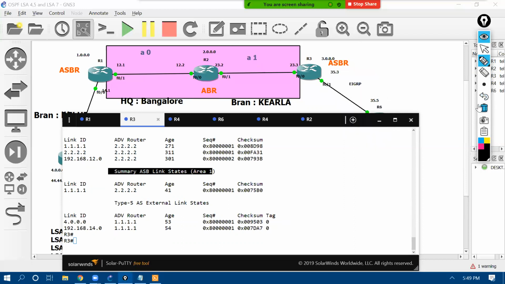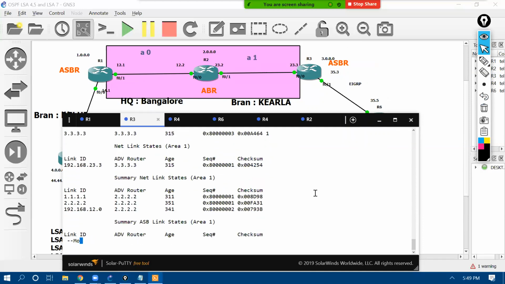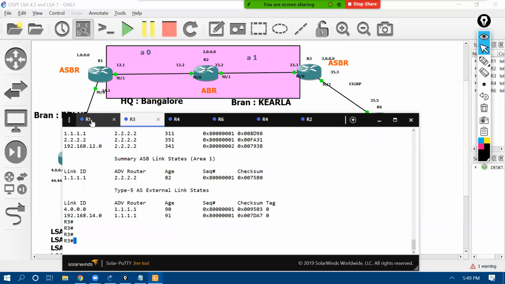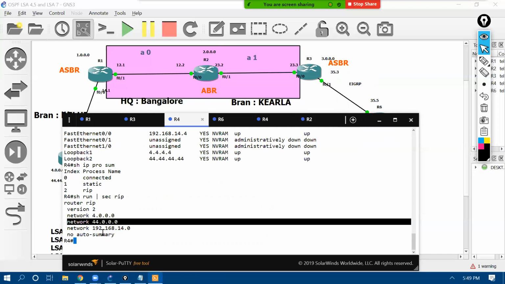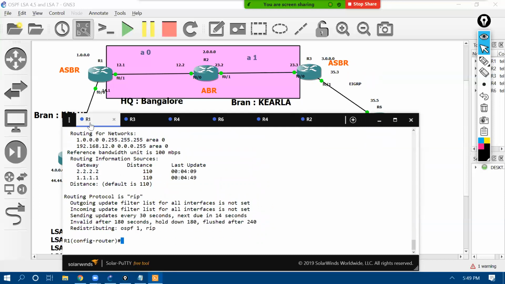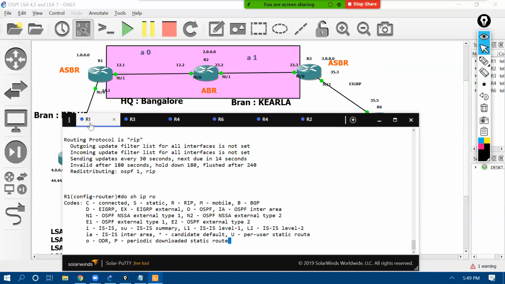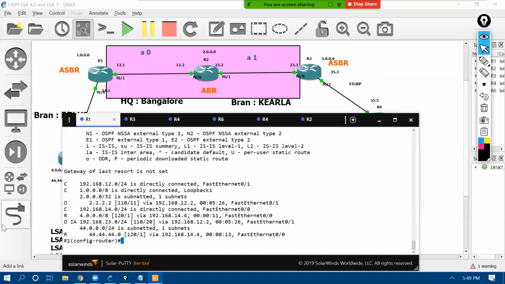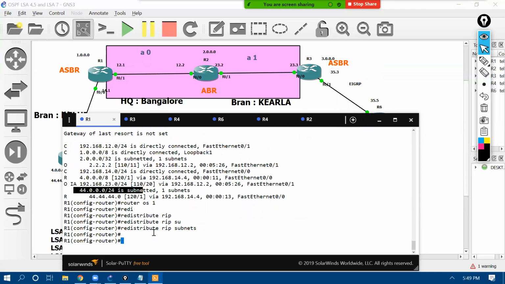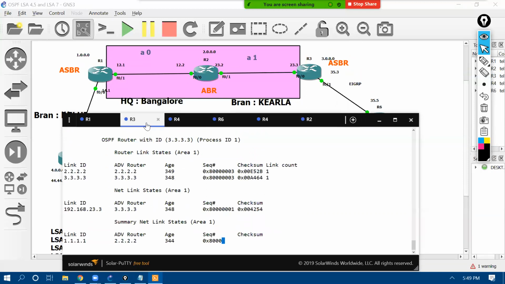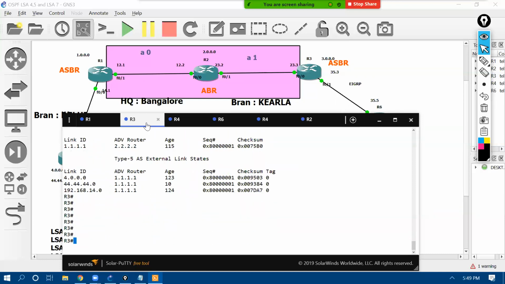Now, okay, I'm not getting the 44.0 as well. Why? 44 is not there. It should be there. Okay, 44 is a classless route. That's why it's not taking. What we have to do, we need to go in the router OSPF 1, redistribute RIP subnets. Because it's a classless, we need to use the subnets keyword over there. Now it will get the 44 as well.